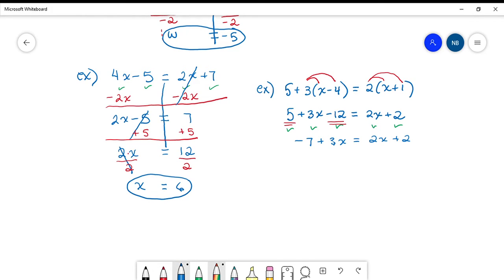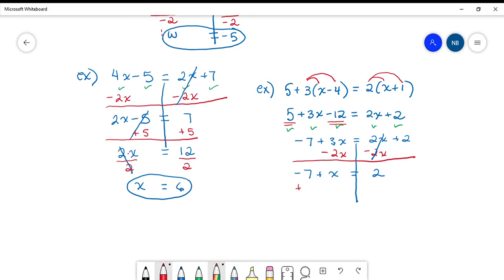I'm ready to start solving. Now the only rule is do the same thing to both sides. So the first thing I'm going to do is take the 2x off the right side because I want it on the left side. Notice I'm doing the same thing to both sides. I get negative 7 plus 3 minus 2 is 1x equals, that cancels, and then you're left with just a 2. This is a one-step equation now.